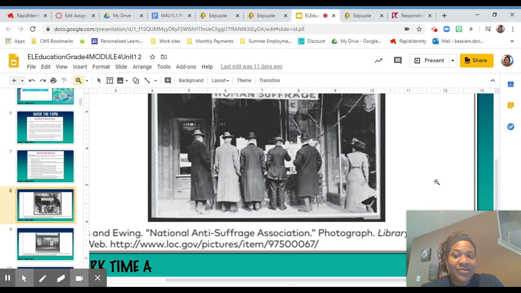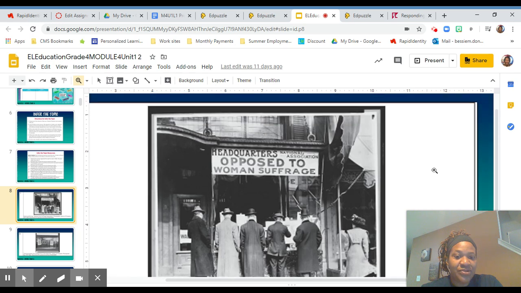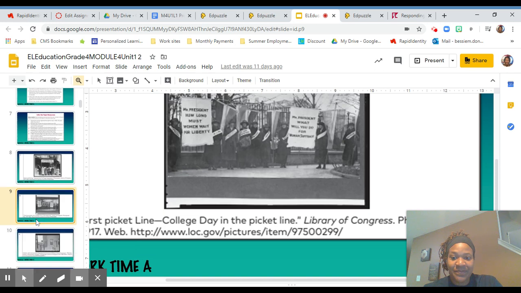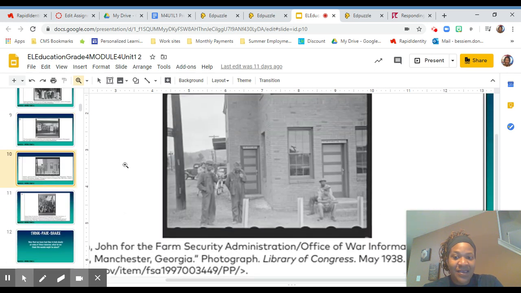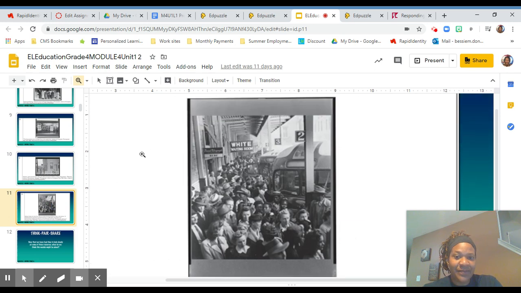Now, this one you are going to look at the photograph and tell me, what do you notice and what do you wonder about this photograph? Go. Next photograph. Go. Here is your next photograph. Go. And your last photograph. Go.